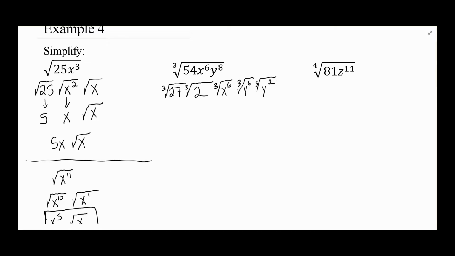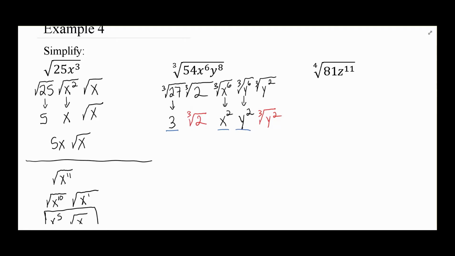Now let's do the take the radical step. There's 3 things I can take the radical of. The cubed root of 27 is 3. The cubed root of x to the 6th is x squared. The cubed root of y to the 6th is y squared. These are all values that no longer have a radical. Now I can carry down the values that still have a radical. That I had cubed root 2 that didn't simplify any further. And I had cubed root of y squared that didn't simplify down any further.